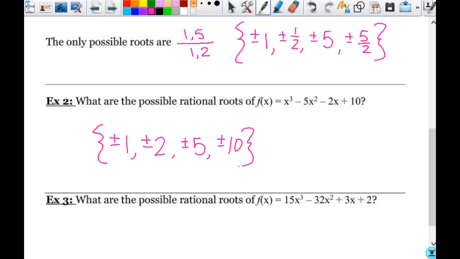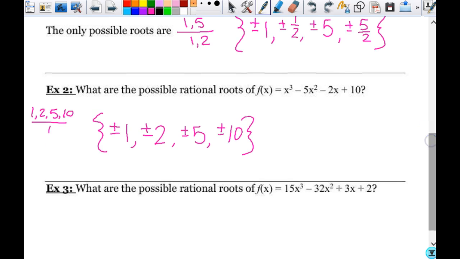Right, because it would be all of these. Like if I was to list them out like that, I would list out 1, 2, 5, 10 over the factors of 1, which is just 1. So every time it's just over 1 anyway, so I can kind of skip that step. Makes sense? All right, so I want you to try this one.